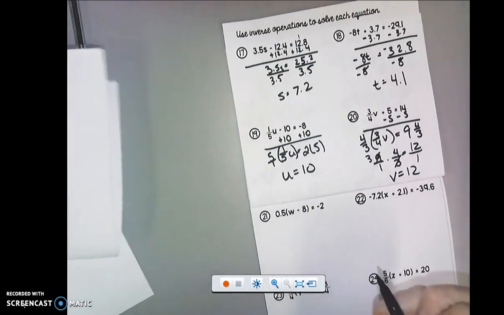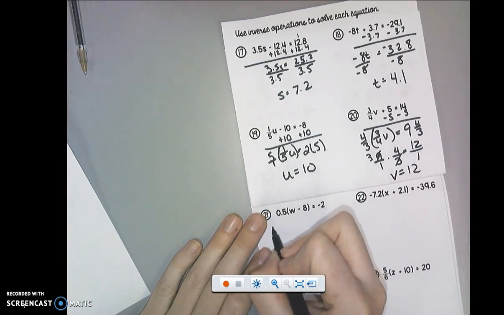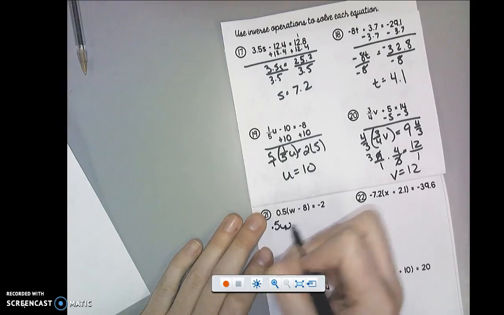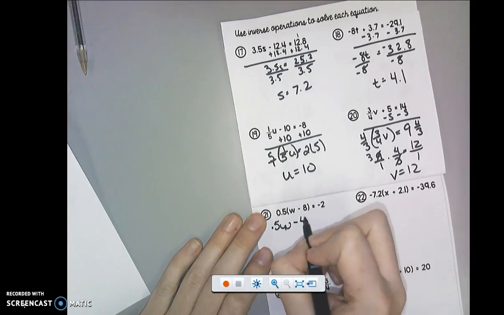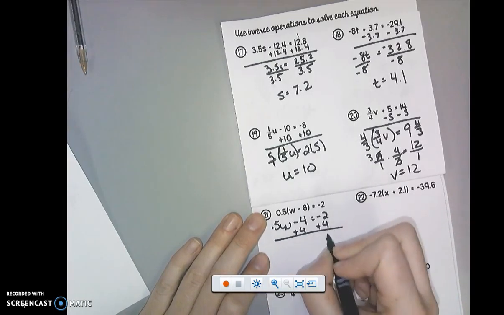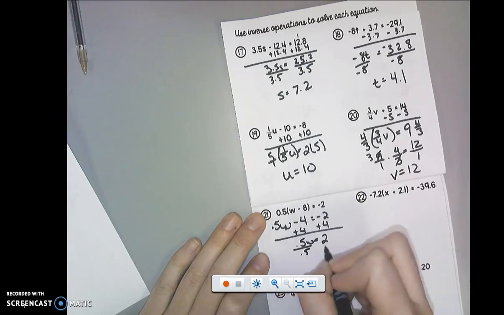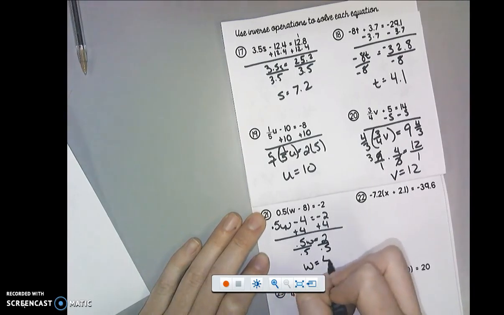Or just 12. Remember, we can use the distributive property for this. This might help me out. So I'm going to use 5/10 y, or w. Half times, that'd be 4. Add 4. And then we're going to go 2. Divide by 5/10. W would equal 4.